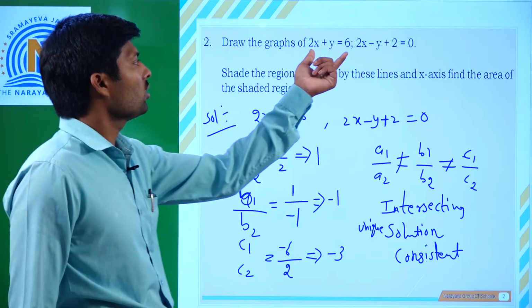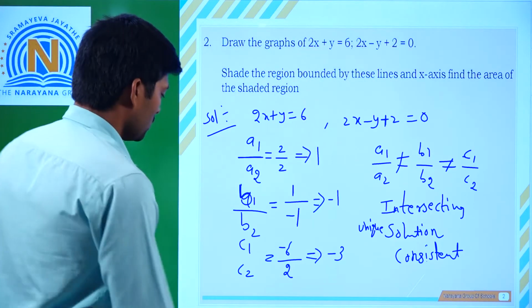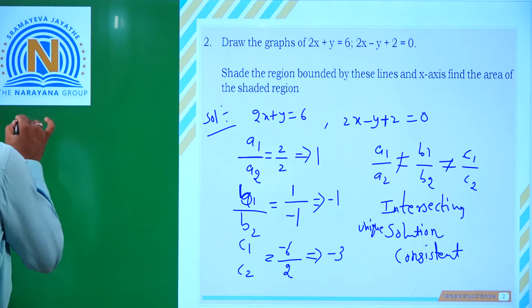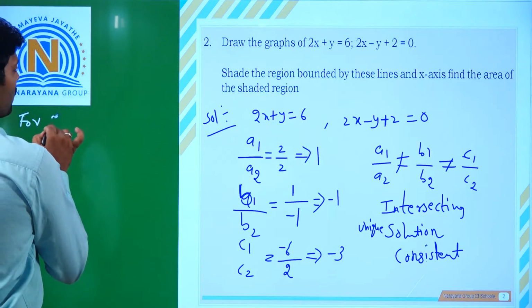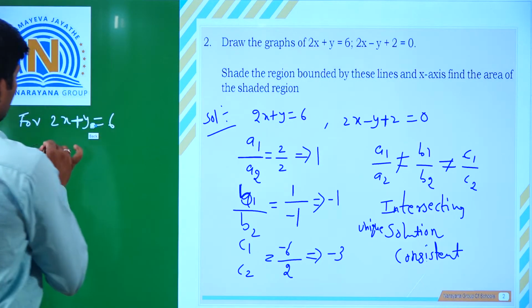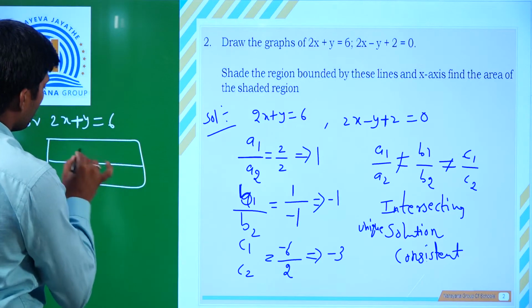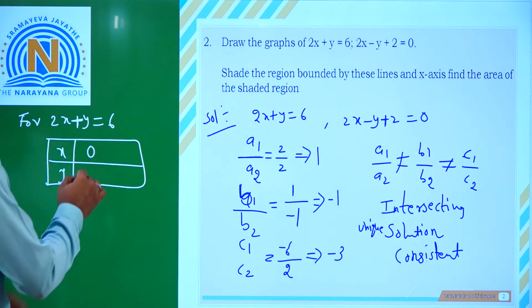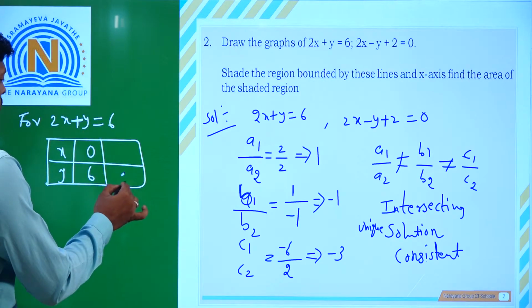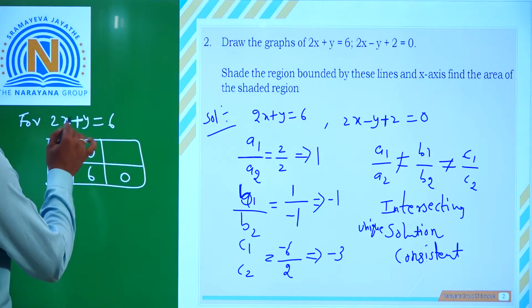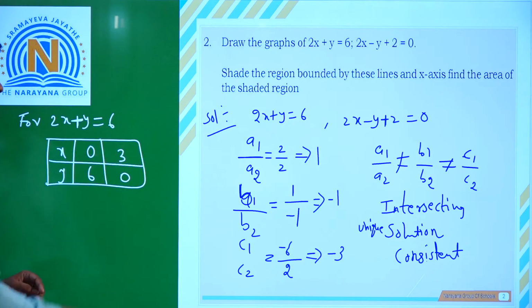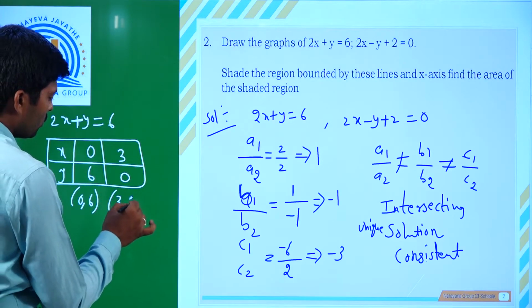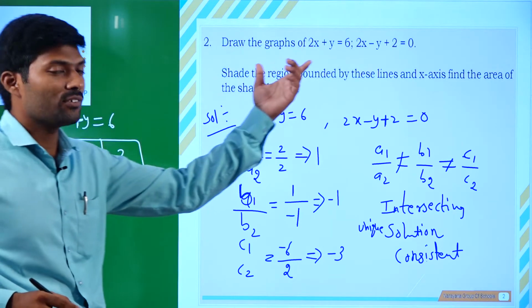Now we have to draw the lines for these two equations. For the first one, that is 2x plus y is equal to 6, draw the table to find the coordinate points, that is x as well as y. At x is equal to 0, y becomes 6. At y is equal to 0, 2x is equal to 6, so x is 3. So the required coordinate points are 0, 6 and 3, 0. These two are the required coordinate points for the first line.